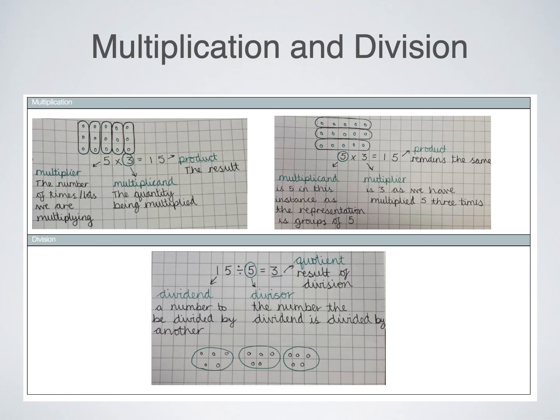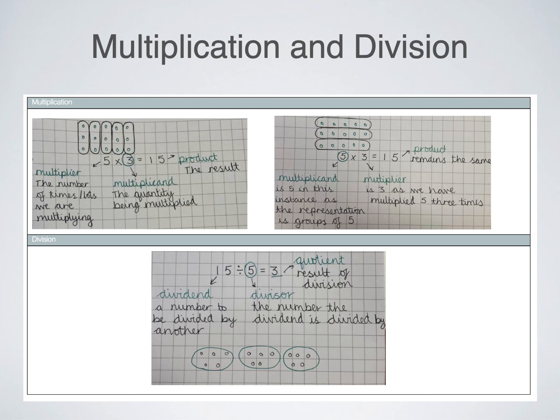The children are also taught that multiplication is commutative, and although the multiplicand and multiplier can be interchangeable, the product will always remain the same when you are looking at the same multiplier and multiplicand. So 5 times 3, when it is swapped around and changed, becomes 3 times 5, it will still give the same product. Within division, we use the terms dividend, divisor, and quotient.